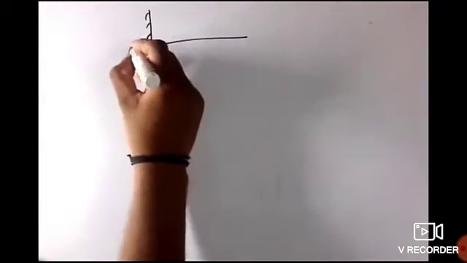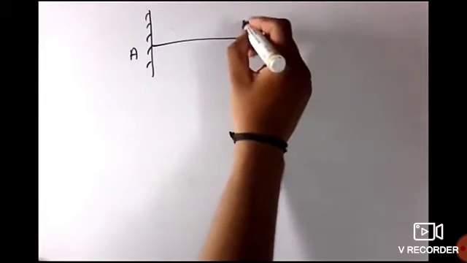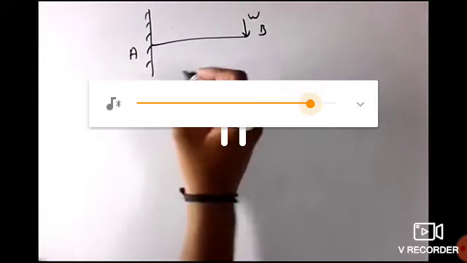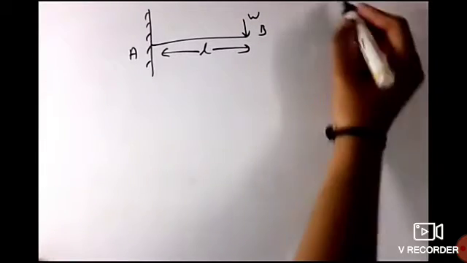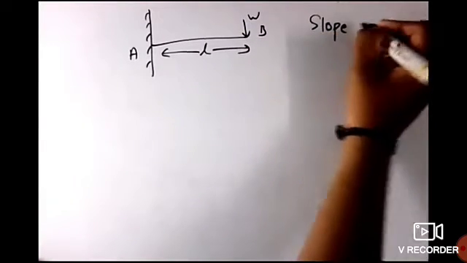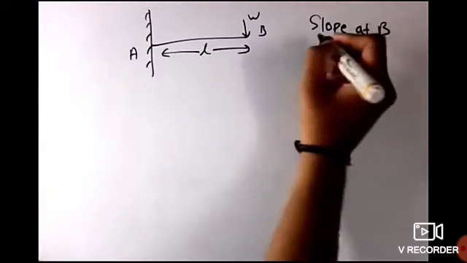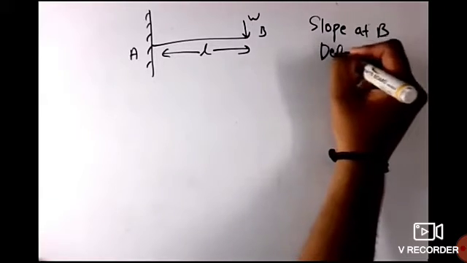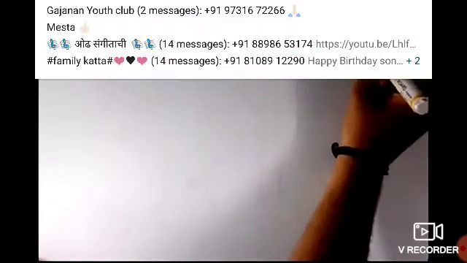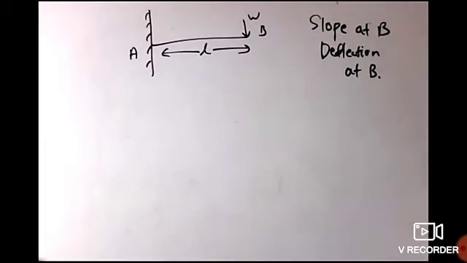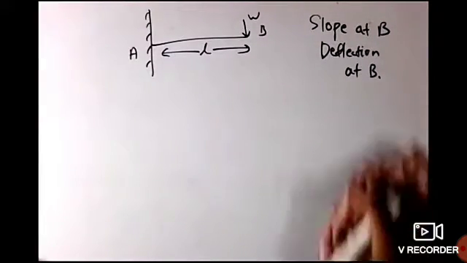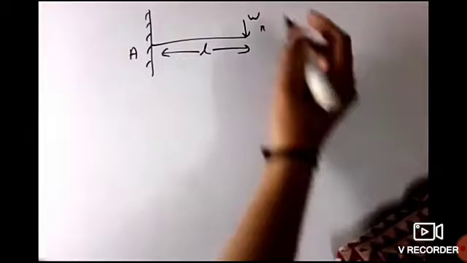This is our cantilever beam. This is point A, point B. On the B there is a W loading and the span of the beam is L. So what we have to find out is slope at B and deflection at B. So two things we need to find out over here, and we'll be finding this by conjugate beam method.